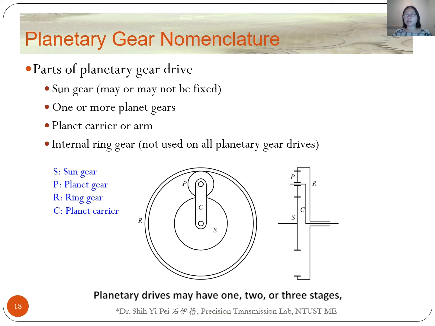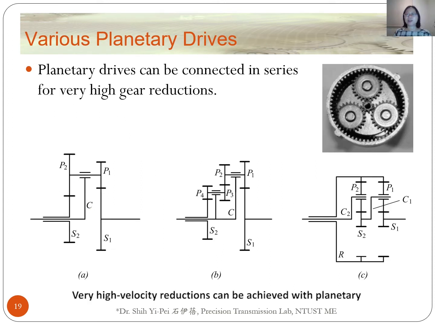Planetary drives may have 1, 2, or 3 stages. Each stage of a planetary drive has 2 degrees of freedom. The angular motion of 2 axes must be specified. Then, for each stage, the third angular motion can be determined. Very high velocity reductions can be achieved with planetary drives connected in series.